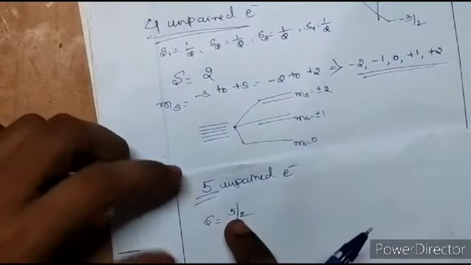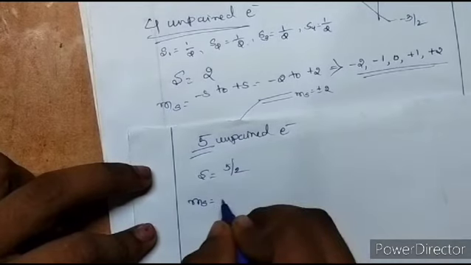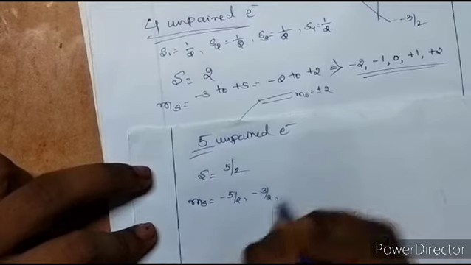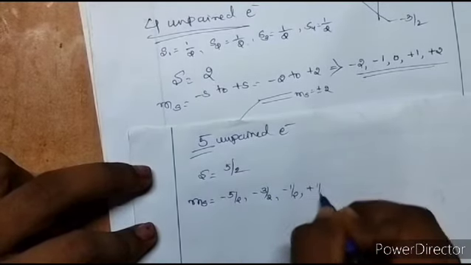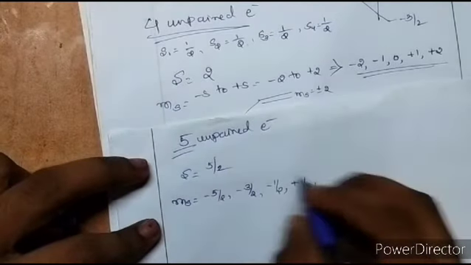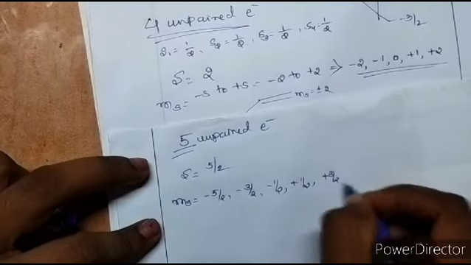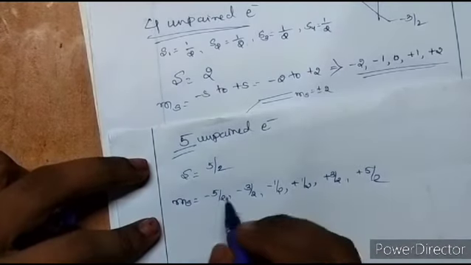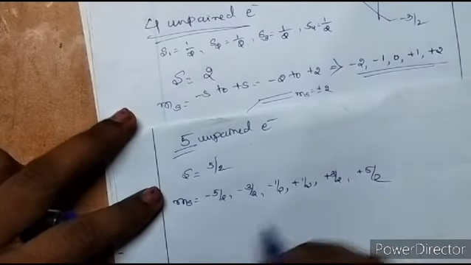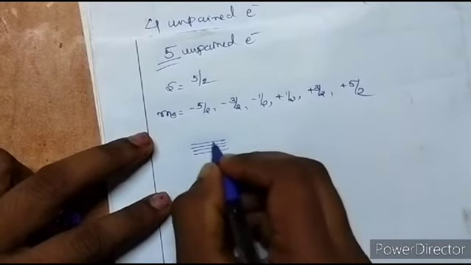If you add them, you will get 5 by 2. And after that, the ms value will go from minus S to plus S. That means minus 5 by 2, minus 3 by 2, minus 1 by 2, plus 1 by 2, plus 3 by 2, and plus 5 by 2. So how many are there? 1, 2, 3, 4, 5, 6. There are 6 ms values. So initially it will be degenerate.